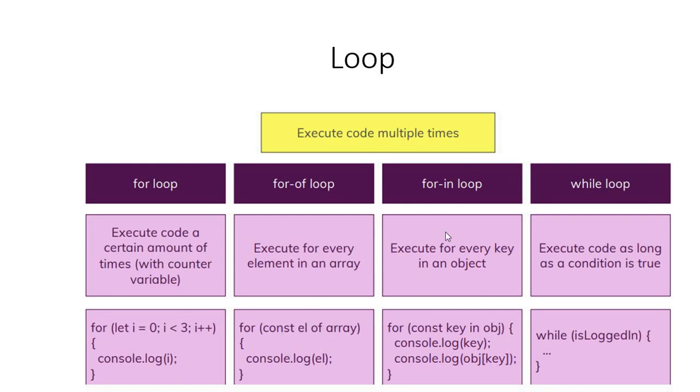The for in loop is used to execute for every key in an object. In it, the only difference is of or in. It will have in. We will console log key. Key will have the object's keys. When we do object, and then key.